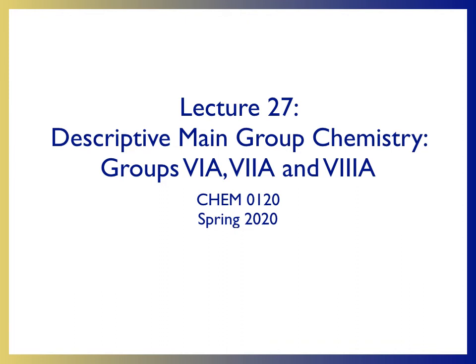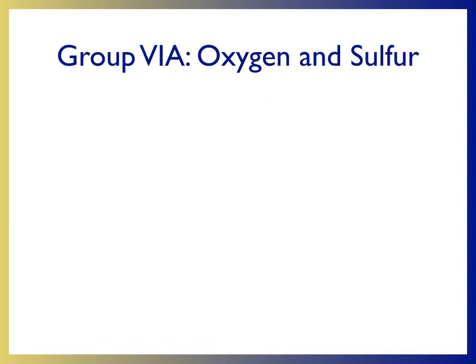Lecture 27, Descriptive Main Group Chemistry, Groups 6, 7, and 8A. In the previous lecture, we began to talk about some of the chemistry of the main group nonmetals, which are dictated mostly by periodic properties such as electronegativity and atomic radius. We took a look at groups 4A and 5A, the carbon and nitrogen groups. Now we're ready to take a look at the rest of the periodic table, groups 6A through 8A.